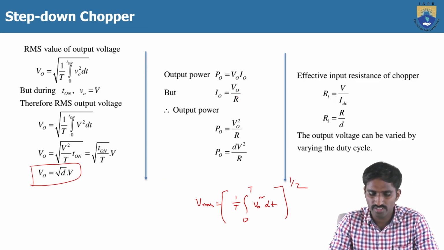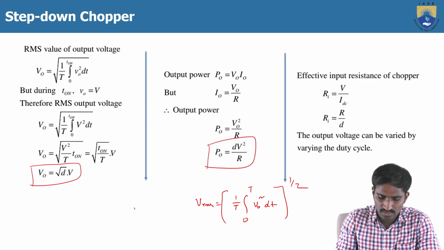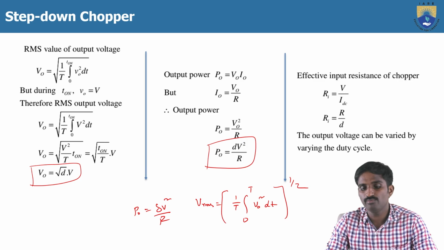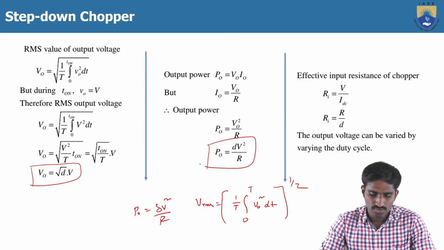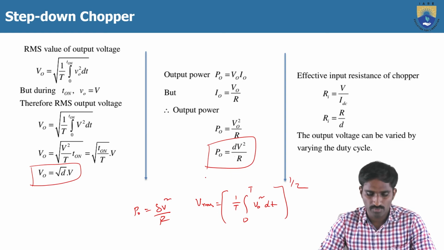Similarly, the output power P is equal to V naught into I naught. But I naught is equal to V naught by R. Then the output power in terms of delta, P naught is equal to delta V square by R. And the efficiency, which is V naught by IDC. This is the effective input resistance of the chopper. Anyway, we can neglect this this time. Later we will discuss. So this is how you can derive the chopper RMS voltage as well as the power and all.